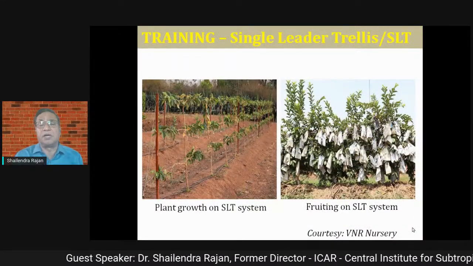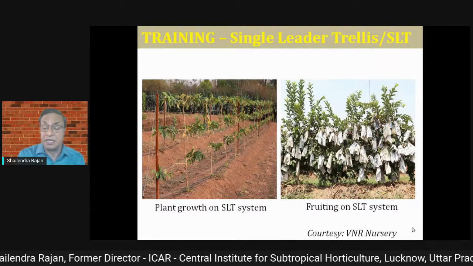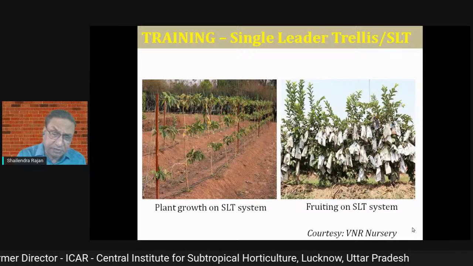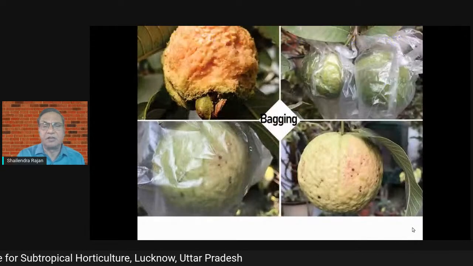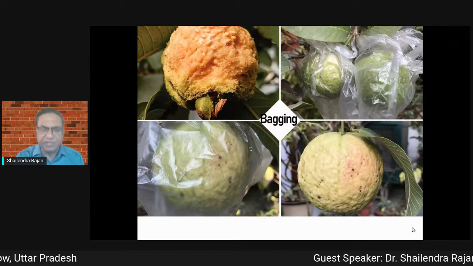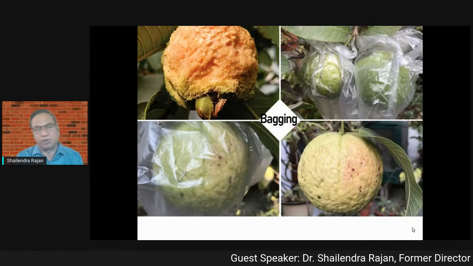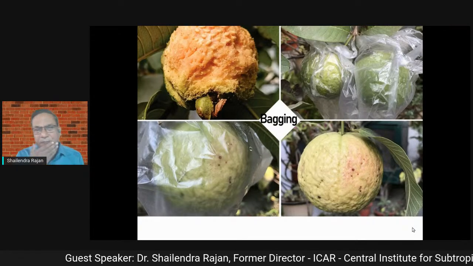So too much bagging is required in some of the systems, and this bagging is very difficult. Sometimes people say it is not economical, but it is economical. It is beneficial also, and sometimes people are ignoring it. But bagging is one of the important tools.